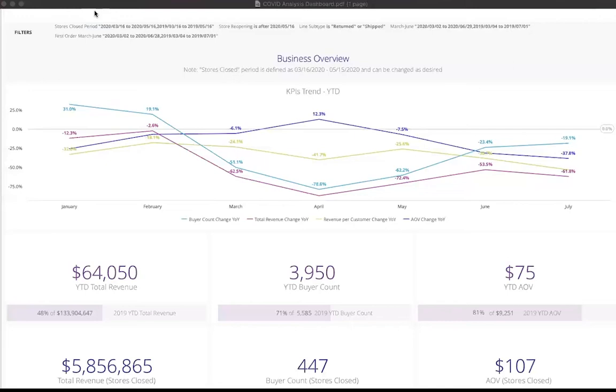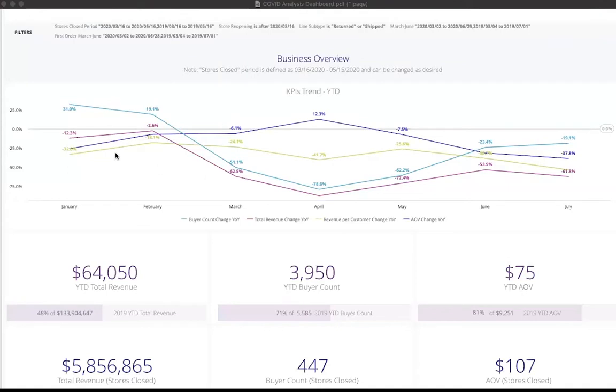It is composed of several sections with different topics, namely overall business impact, shift in product preferences, channel mix and online channel behavior, acquisition and retention, both online and in store, and store reopening. The first section, business overview, focuses on how your key KPIs, key metrics have changed during this period.